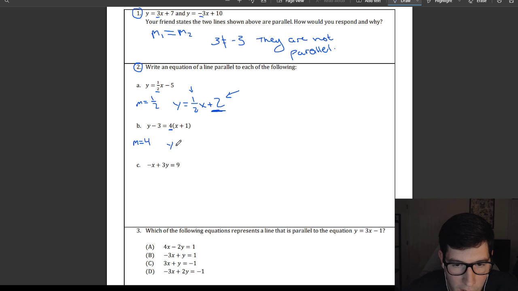Awesome. I'm going to have that y plus 1 is equal to 4 times x minus 2. And again, that's it. That's my line. I don't have to go further than that.